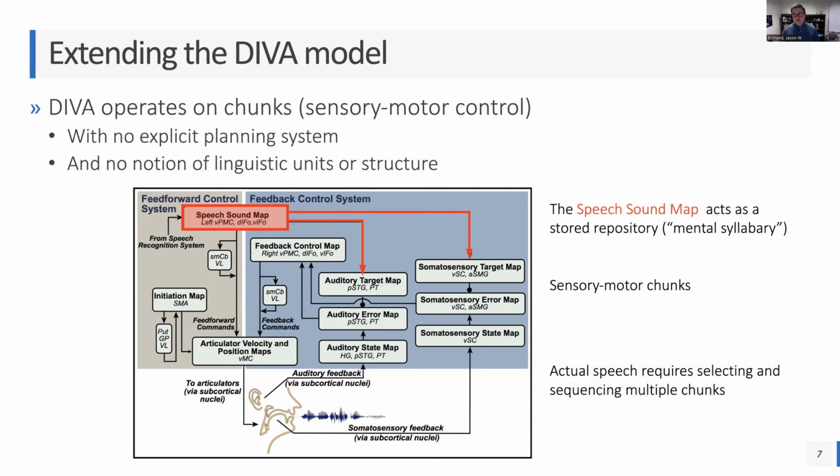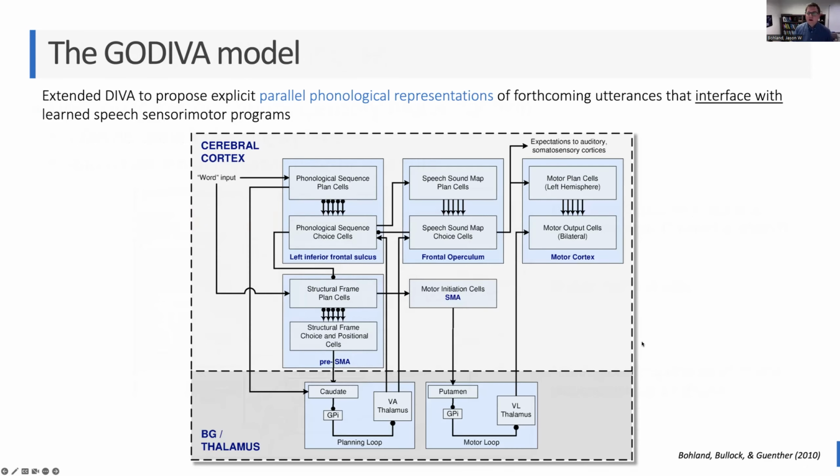So actual speech requires selecting and sequencing multiple chunks. And that's what we tried to do in constructing the GODIVA model. I don't have a lot of time to go through this in detail. This could be a 2-hour talk on GODIVA, but I want to point you to a couple of the pieces within this diagram. So the GODIVA model has this speech sound map. It's this learned sensory motor repository, hypothesized to exist in the same place as it is in the DIVA model.